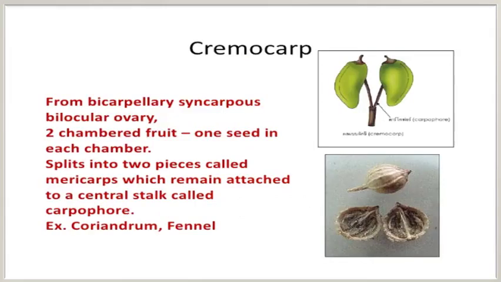So the next is carcerulus. This fruit splits longitudinally between the loculi into two or more seeded pericarps which remain attached to the central axis.